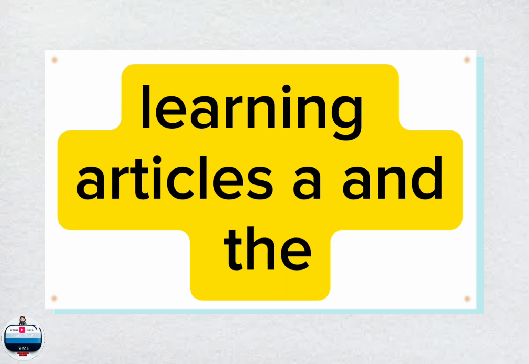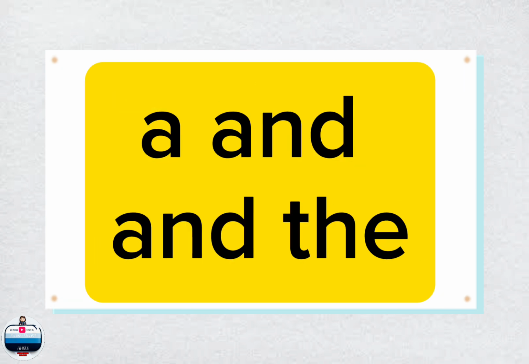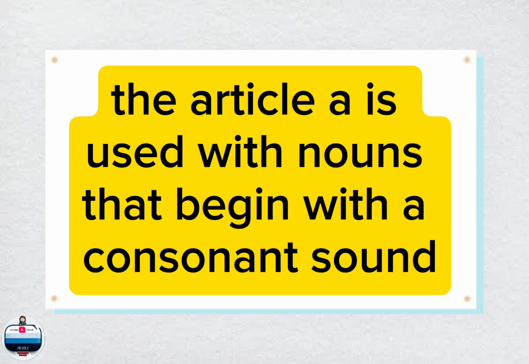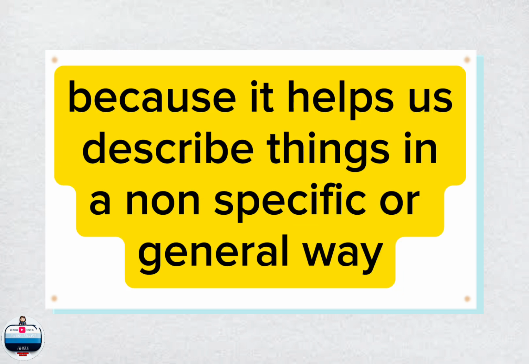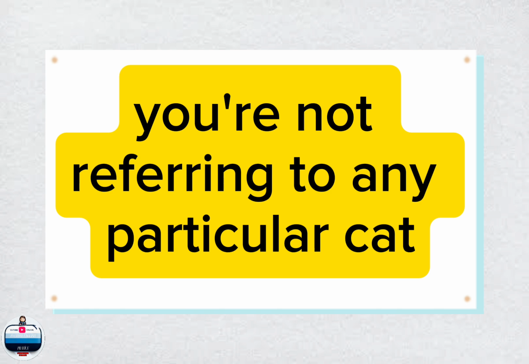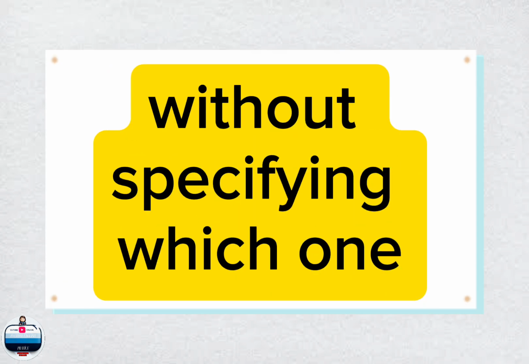Learning articles: a, an, the. In English, we have three main articles, a, an, and the. These are used to specify or generalize the nouns we are talking about. The article a is used with nouns that begin with a consonant sound. This is helpful because it helps us describe things in a non-specific or general way. For example, when you say, a cat, you're not referring to any particular cat. You are just talking about a cat in general, without specifying which one.